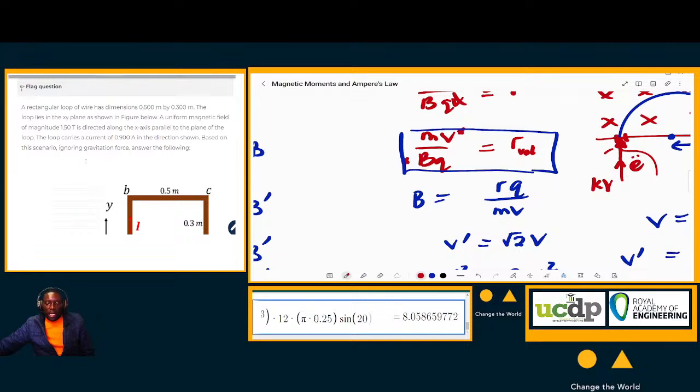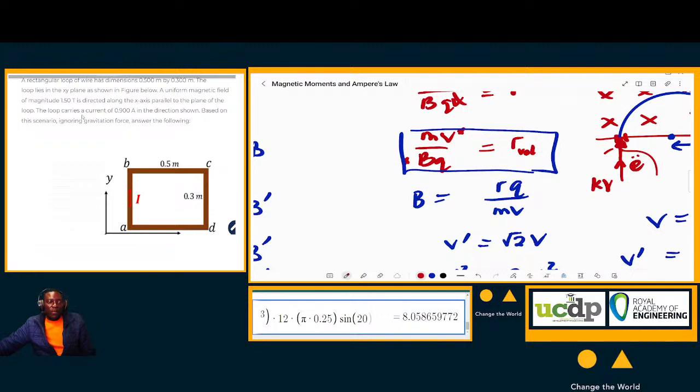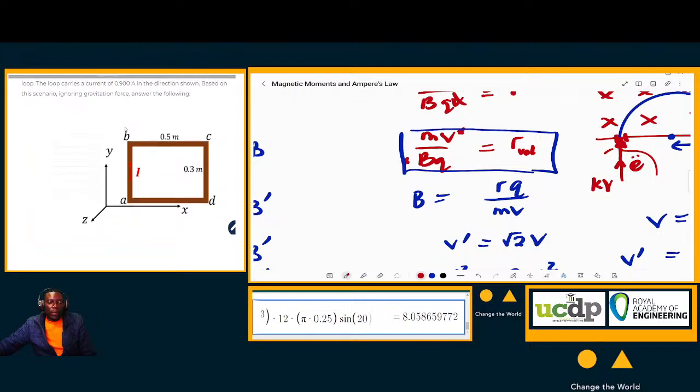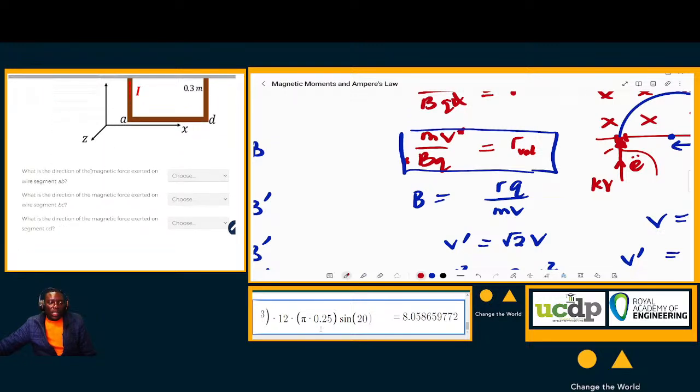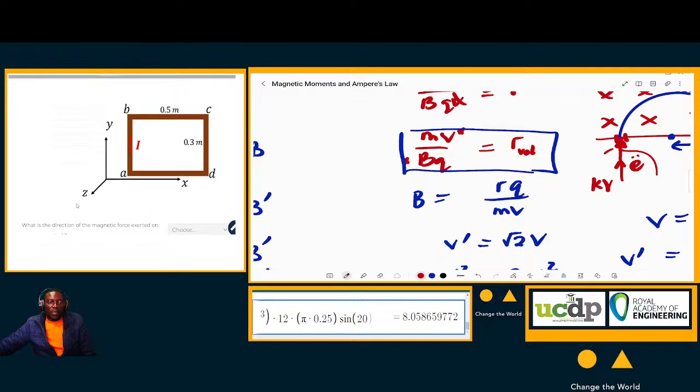The final question for the day: a rectangular loop of wire has dimensions 0.5 by 0.3, and the loop lies in the XY plane as shown in the figure below. A uniform magnetic field of 1.5 Tesla is directed along the x-axis, parallel to the plane of the loop. The loop carries a current of 0.9 amps in the direction shown. Based on this scenario, ignoring gravitational force, answer the following. What is the direction of the magnetic force exerted on the segment AB?